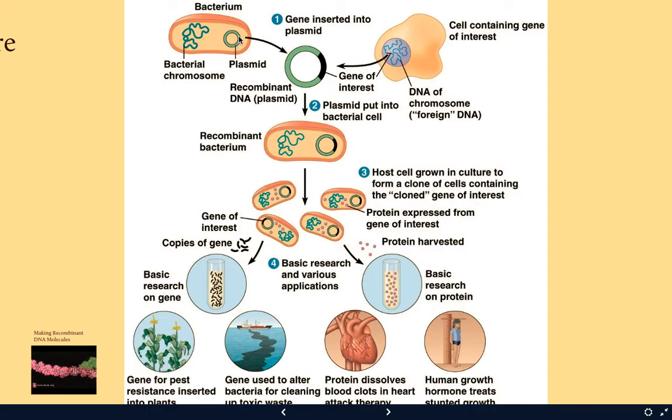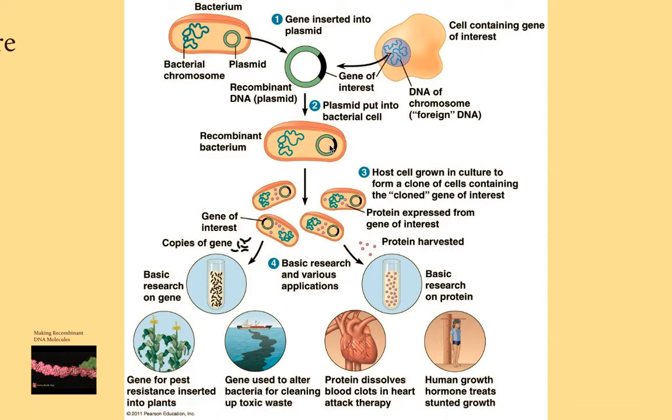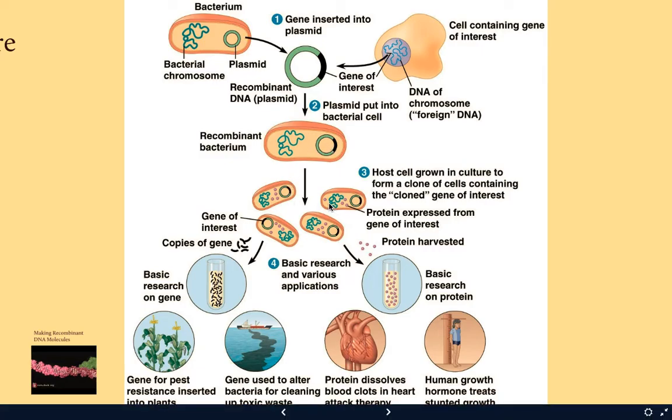And so this is the way it works. You take the plasmid out of the bacterial cell. You use restriction enzymes to cut the gene of interest out of a different cell, right? In this case, we can see it's a eukaryotic cell. We insert that gene in to the sticky ends. Okay, so now we have a plasmid that's recombinant. And then we place that plasmid into the bacterial cell. And then the host cell is grown in culture.